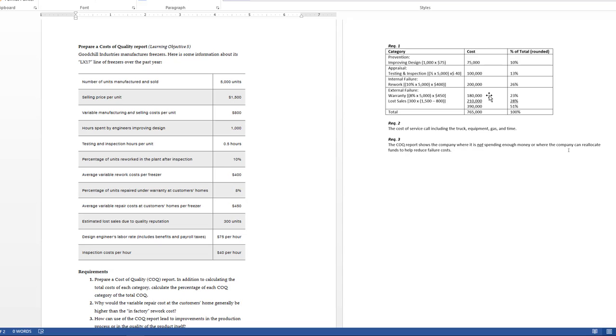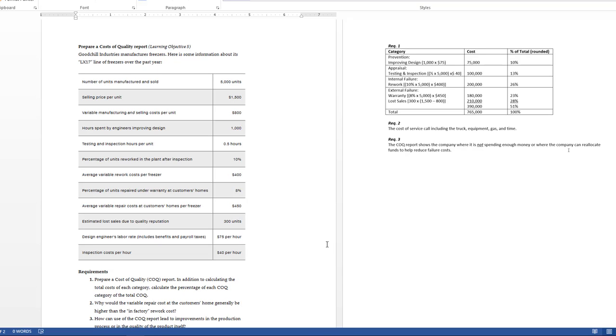And then our lost sales. So problem tells us estimated lost sales is 300 units. We also know what our selling price per unit is, and we also know what our variable manufacturing and selling costs per unit are, 800. So if we take the number of units lost and multiply that by our sales price minus our variable manufacturing and selling costs per unit, we get a total of 210,000. Those two added together, 390,000. The total for all four of those, 765,000. And then, of course, we can very easily calculate percentages as was required in problem requirement number 1 as well.